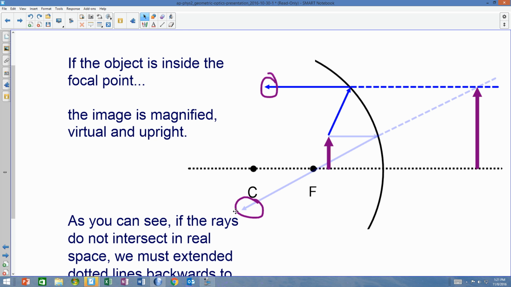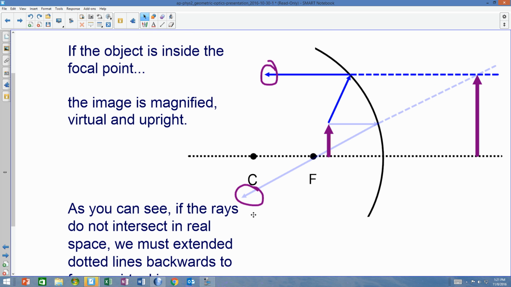Okay, so notice that we are forming something that is upright. It is larger, and because it's upright with respect to the object, it's going to be virtual. So it's magnified, it's larger, it's virtual because it's inside the mirror, and it's upright.